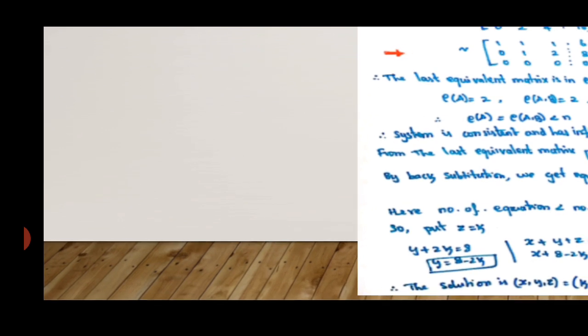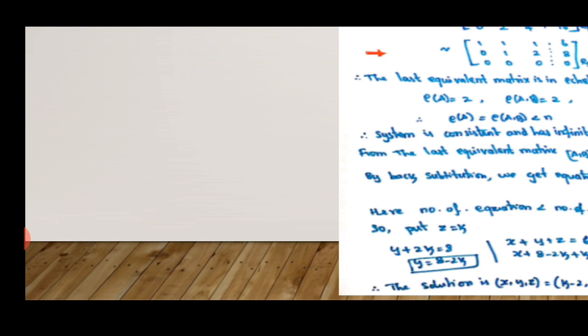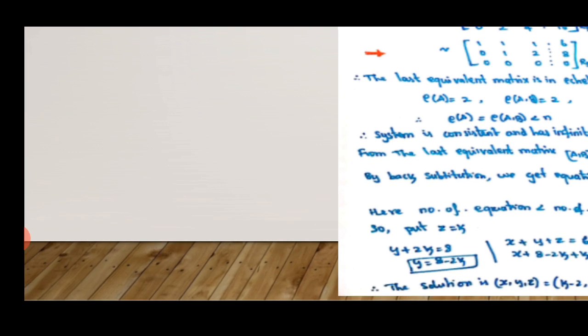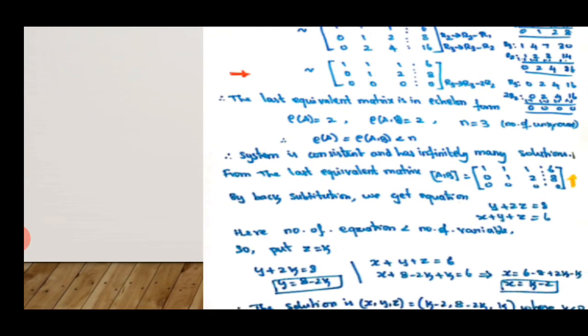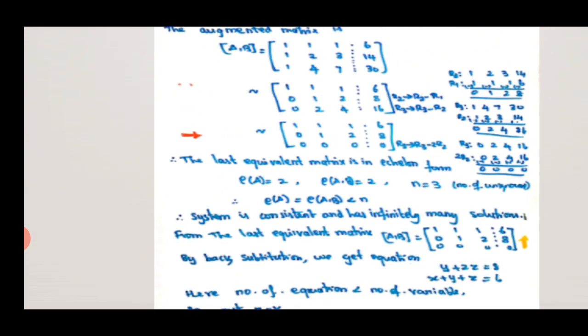How will you find the rank of AB? Include the B matrix now. In this one you can see again only two rows have non-zero numbers, therefore rank of A comma B is also 2. How many unknowns now? x y z, so n is equal to 3.